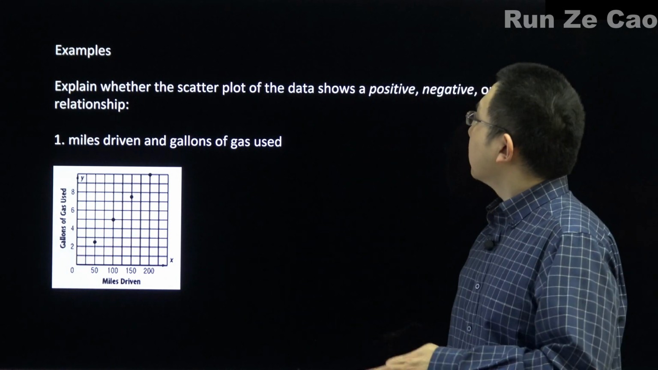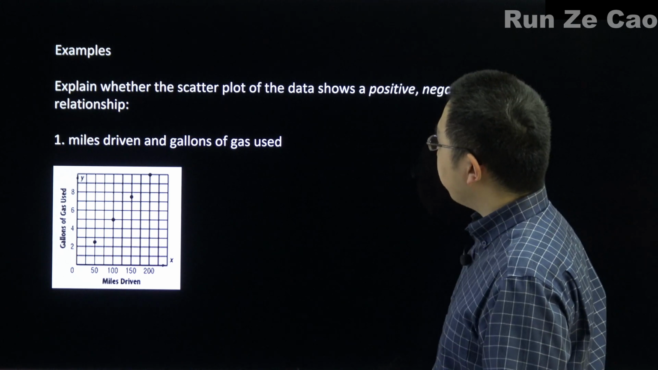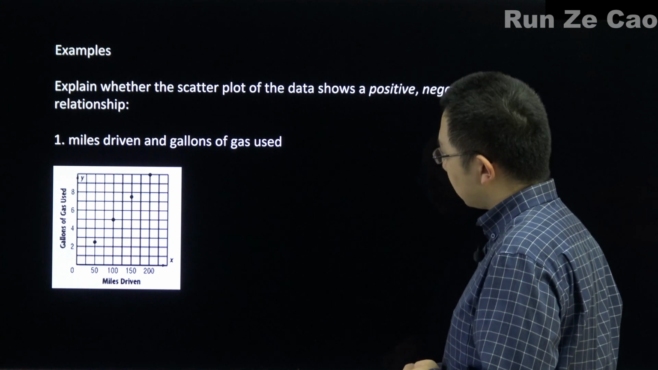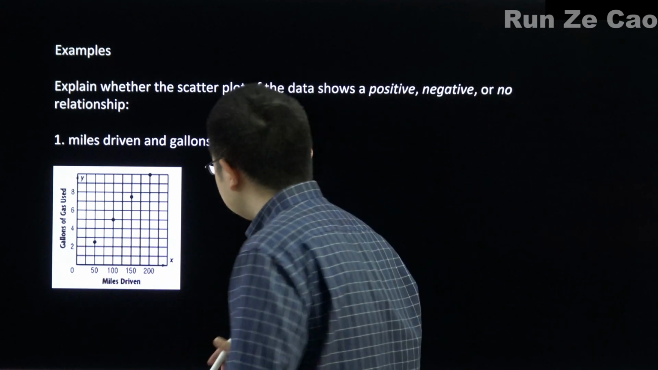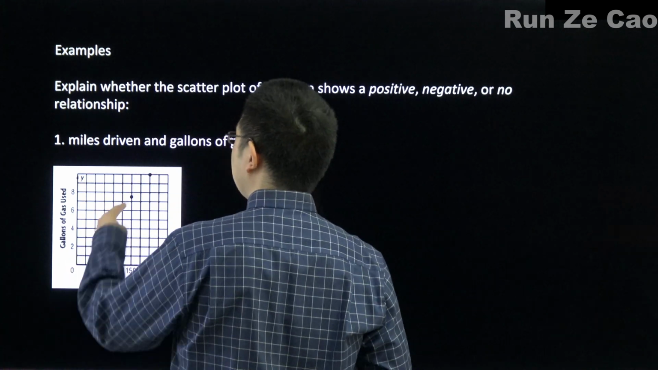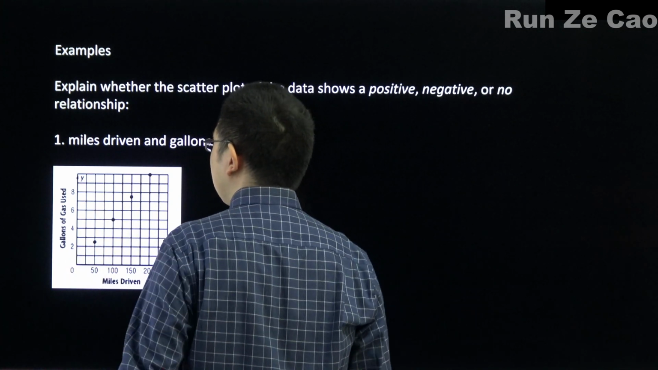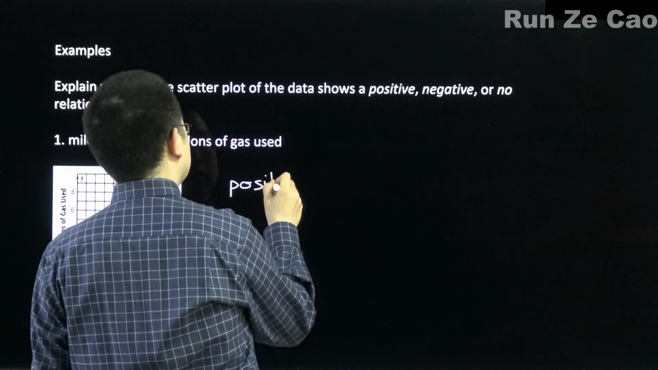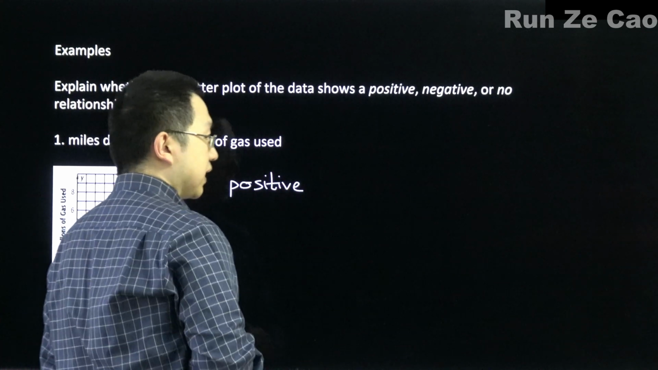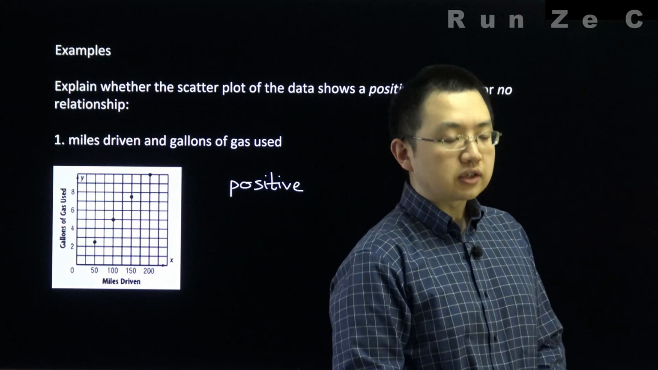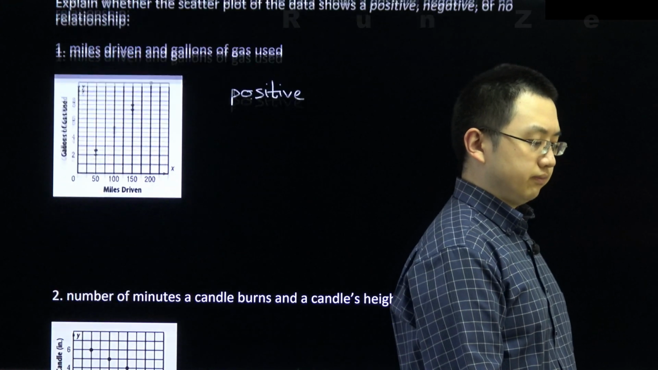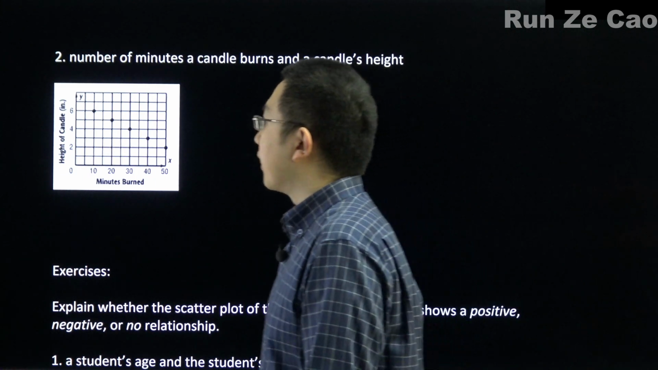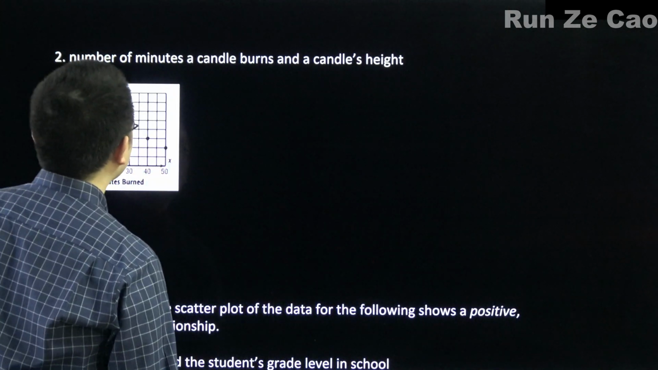Now explain whether these scatter plots show a positive, negative, or no relationship. Miles driven and gallons of gas used. This shows a positive relationship because as the miles driven increases, the gallons of gas used also increase. Intuitively, this makes sense because going somewhere has a cost, and that cost is fuel. Yes, even walking, because that costs energy that comes in the form of food.